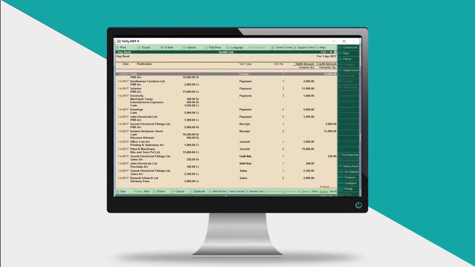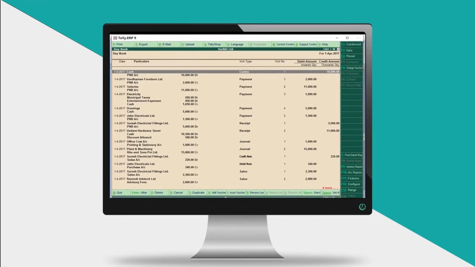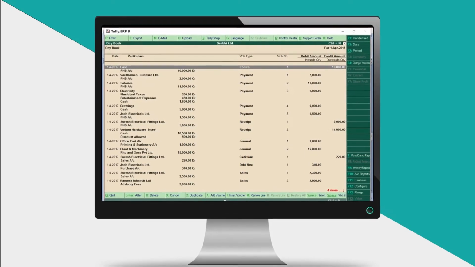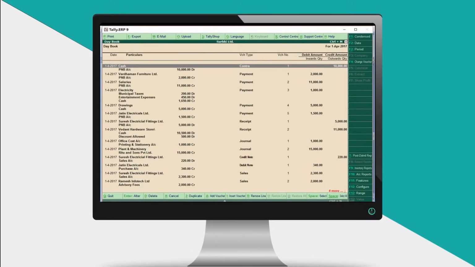Here on the screen you can see a detailed form, that is contra voucher, cash and bank account are involved. What is debited and credited are also given with the amount.